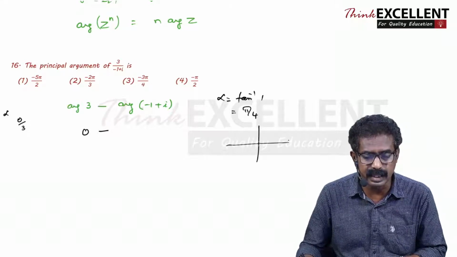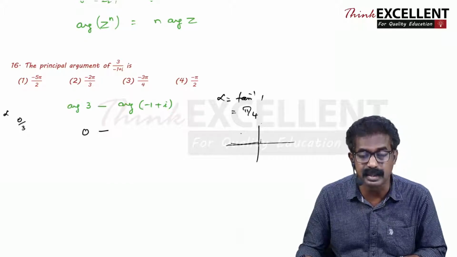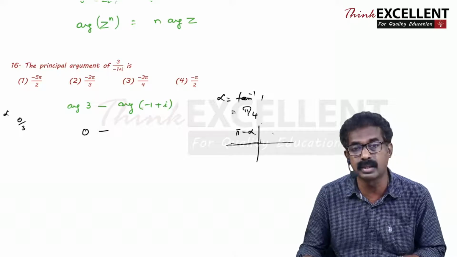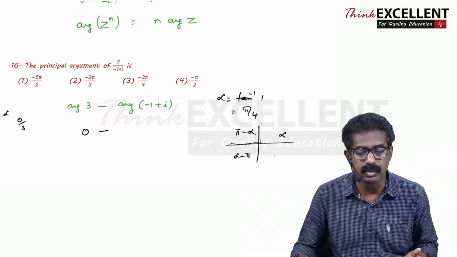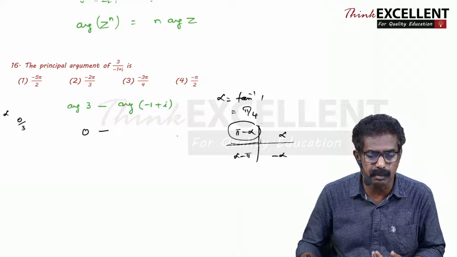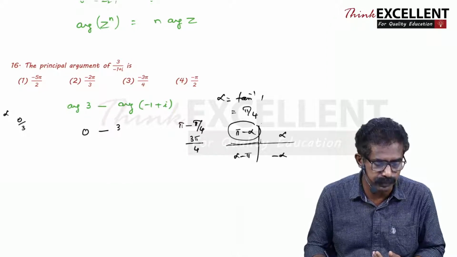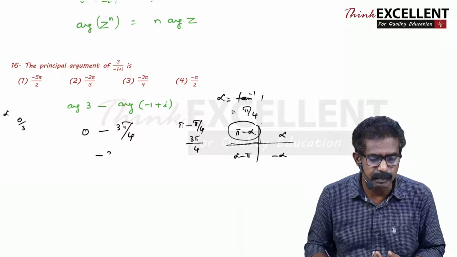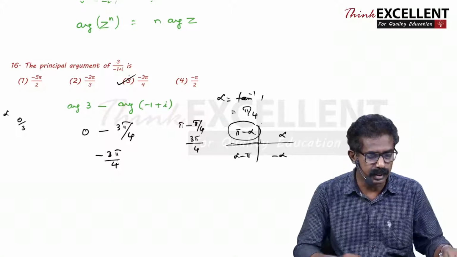See the quadrant. In minus 1 plus i, the x value is negative and the y value is positive, so it is the second quadrant. First quadrant, alpha. Second quadrant, pi minus alpha. Third quadrant, alpha minus pi. Fourth quadrant, minus alpha. Repeatedly say and practice this so that you won't make any mistake. So here it is pi minus alpha, with alpha pi by 4. Taking LCM 4, 4 pi minus pi gives 3 pi by 4. So the answer is minus 3 pi by 4, that is option number 3. Hope you understood this one.